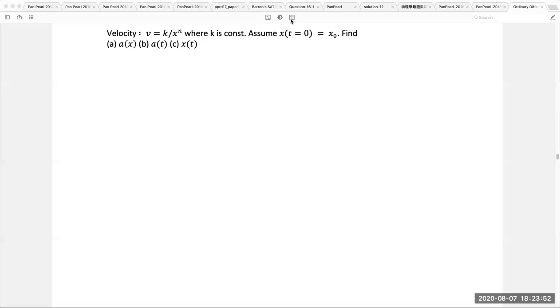I can write down some steps here. I should give you the initial velocity also. Let it be V0. So if you want to solve for A as a function of x, what you do is you just differentiate once.